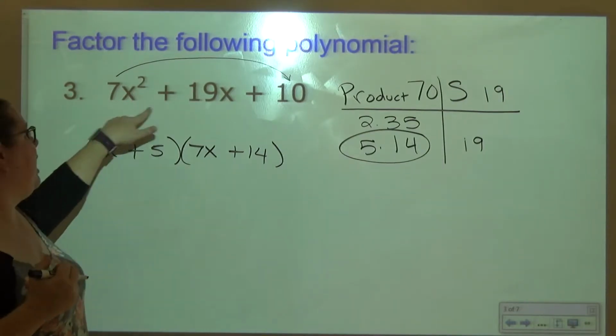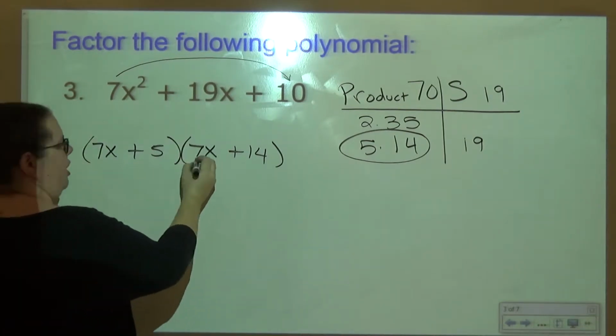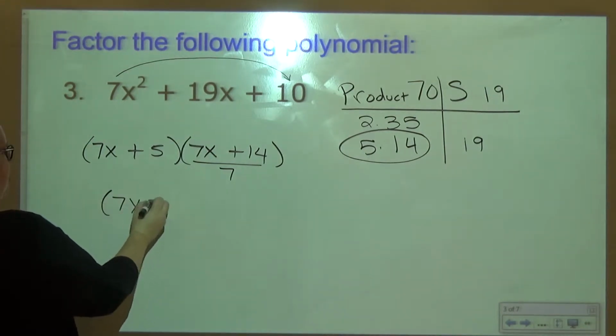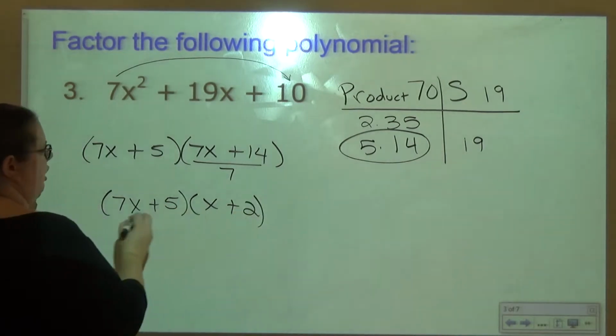There shouldn't be a GCF because this doesn't have a GCF. 7 and 5, those are prime. But here I can take out that 7. And we're left with x plus 2. And that's the answer.